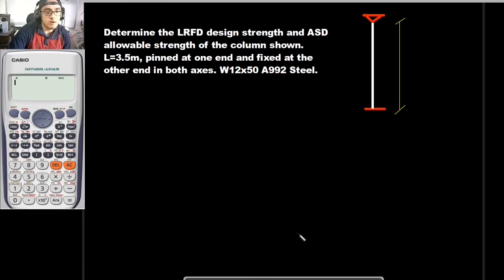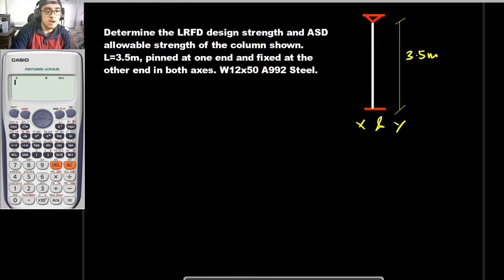Okay, so for our illustrative example, determine the LRFD design strength and ASD allowable strength of the column shown. So this would be your column. Its length would be 3.5 meters. So itong L niya is 3.5 meters. Pinned at one end, so ito, nakapin daw siya dito, and fixed at the other end. So ito din siya, in both axes. So this would be your X and your Y axis.